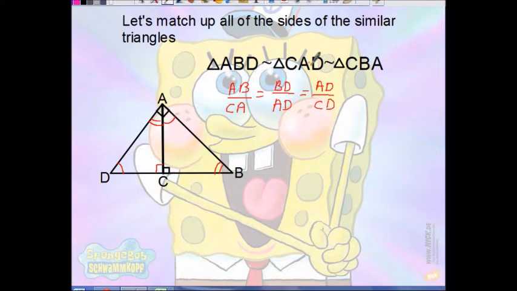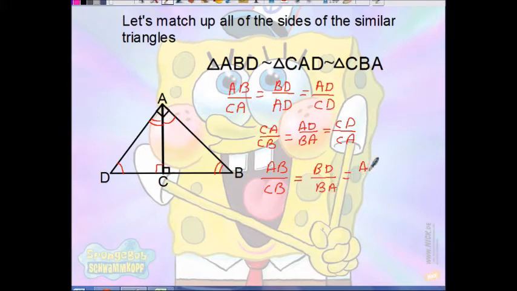Next, let's link up my middle and my last one. CA over CB would be equal to AD over BA, which would be equal to CD over CA. Now, linking my first and my last triangles, I would have AB over CB equals BD over BA, which equals AD over CA. All of these would link together as well.